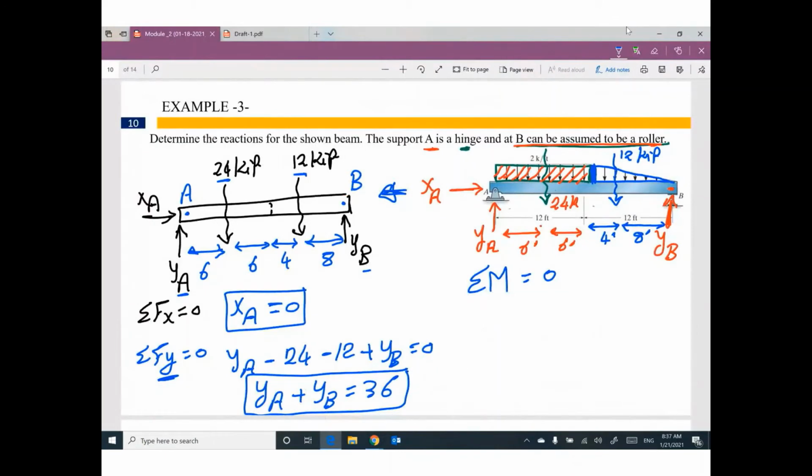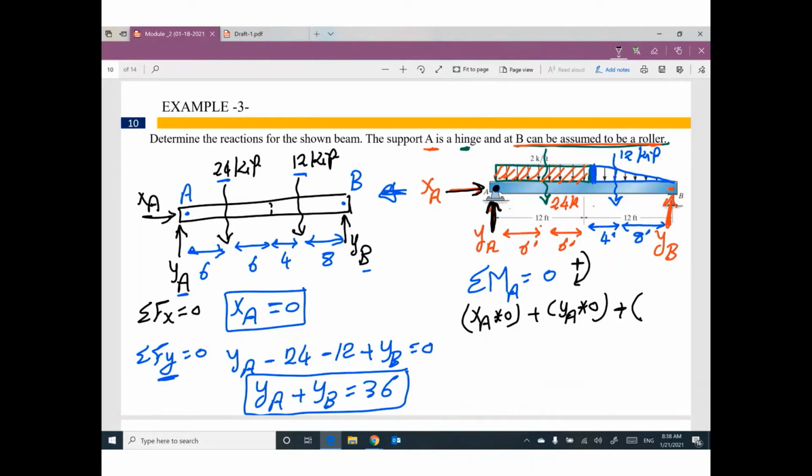So I decided to take moment at point A. XA will be times 0. What is the distance between XA and point A? We don't have distance. Both of them are at the same location. YA times 0. We don't have distance between YA and point A. Plus, if you take moment at A, I decided this clockwise direction will be positive.